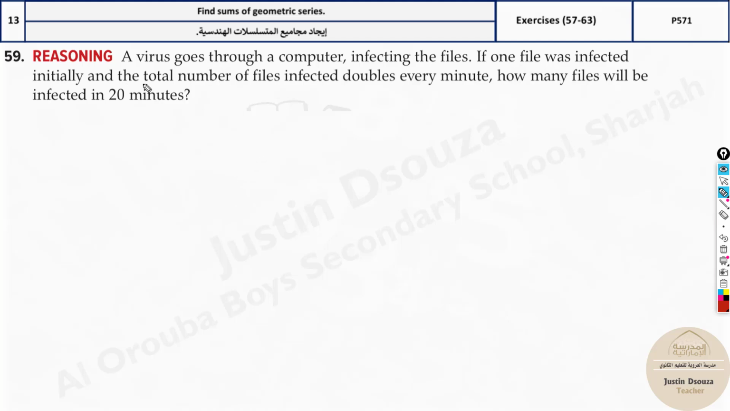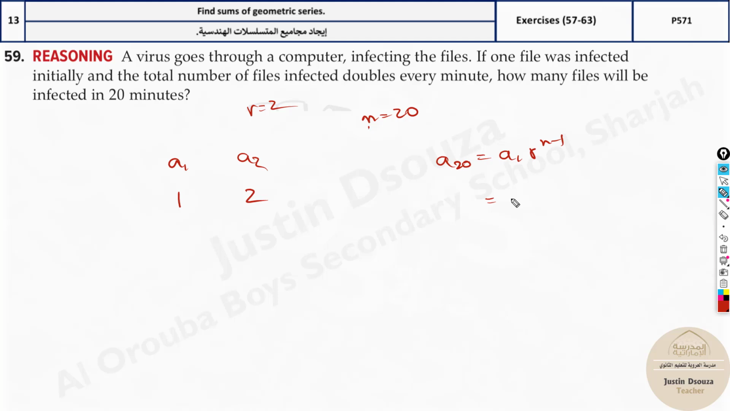See, if one file was infected initially, so already initially A1 is what? How much is infected already? 1. A2 is what? It will be 2. Why? Because every minute it's doubling. So n is how much? n is given as 20. A1 is 1. Let's put it in the formula. A20 will be A1 times r to the power n minus 1. This doubles, so r is 2.